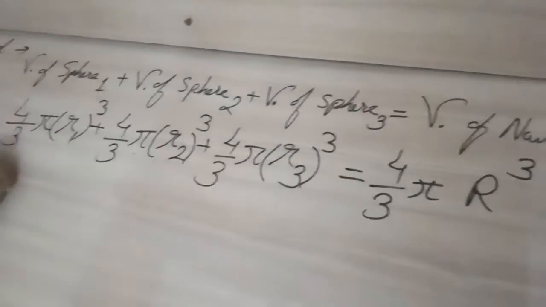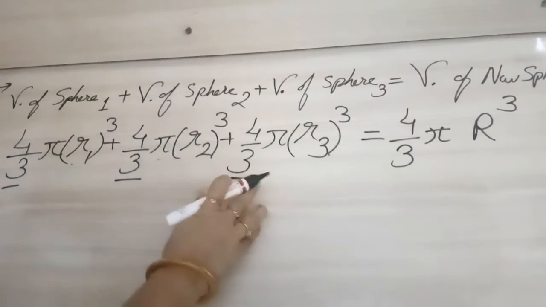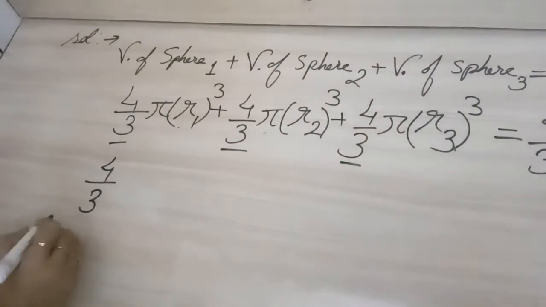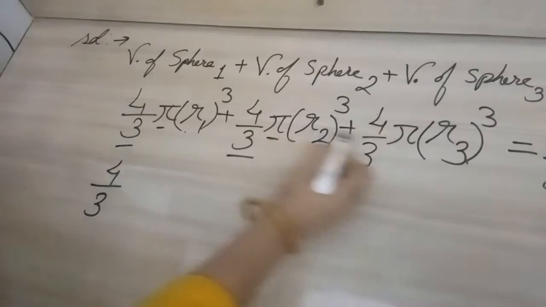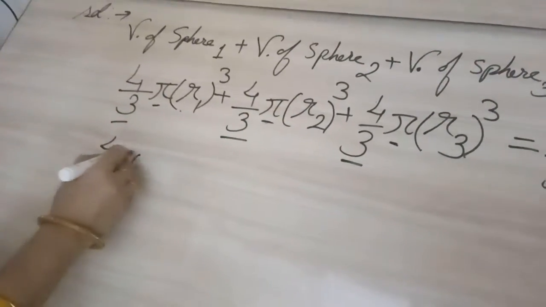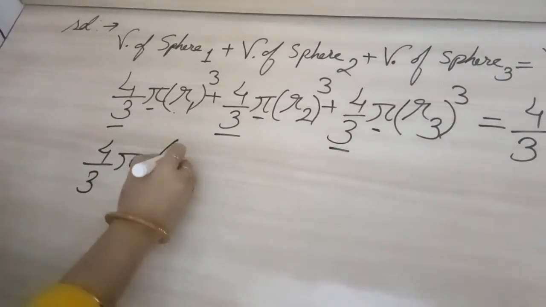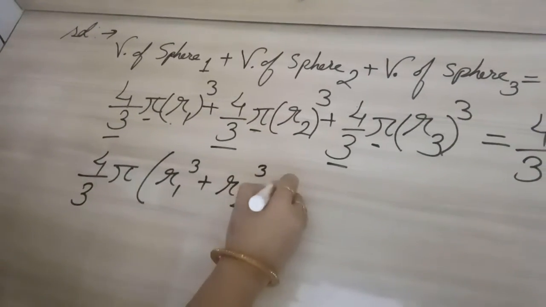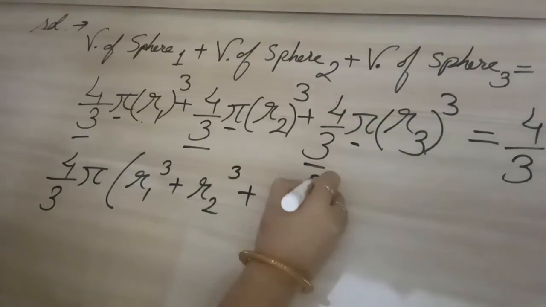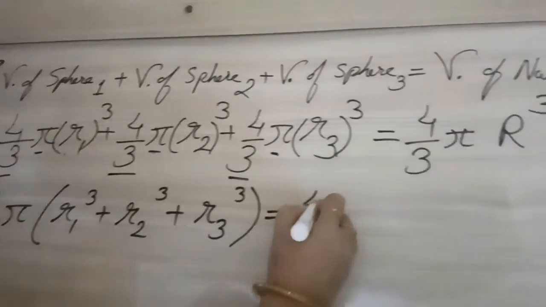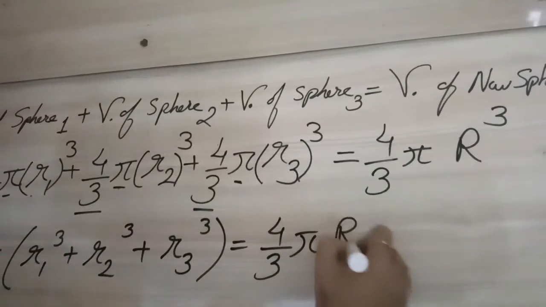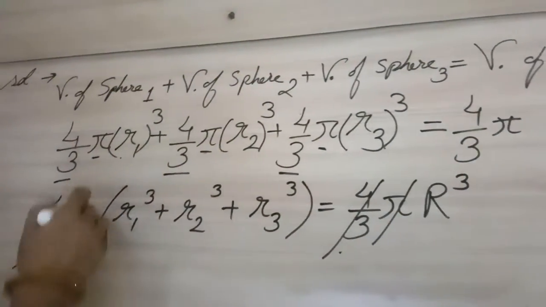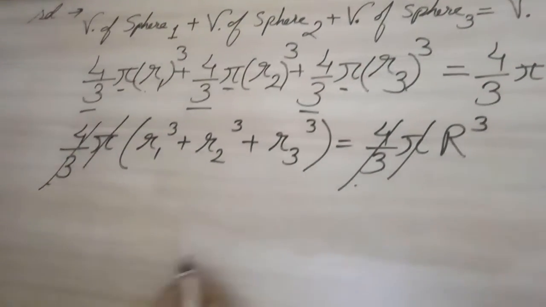Now you observe it properly. So 4 by 3, 4 by 3, 4 by 3 तीनों जगह, so we will take it common, so it will become 4 by 3. Then we can see pi, pi, pi, pi. So pi also we can take common. So what will be left? It will be left as r1 cube plus r2 cube plus r3 cube is equals to R cube. We are trying to make a single equation. This will make our work easy. ये cancel हो जाएगा.